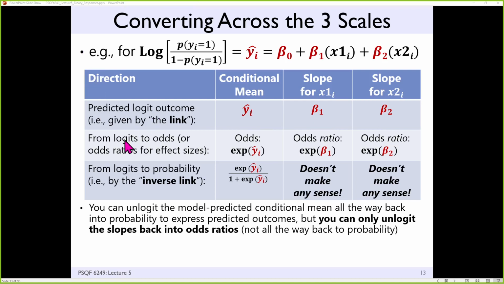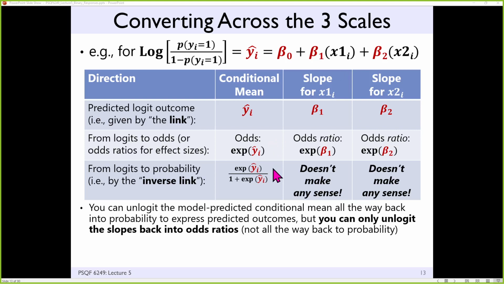If you want to go one step down from predicted log odds just to odds, then it's e to the predicted logit gives you your predicted odds, and e to the slope gives you what's known as an odds ratio. That is an effect size. So when you run a logistic regression, you will probably get a column that has slopes and logits, and then another column that has e to the slope, and that's in odds ratios.